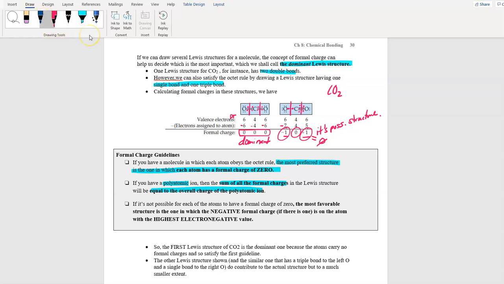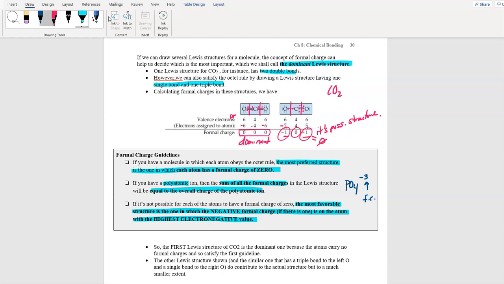So say you had something like phosphate, PO4, -3. When you do the formal charge, all of the formal charges have to equal that -3. Okay? If it's not possible for each of the atoms to have a formal charge of 0, then this is what we like to call the tiebreaker. Okay? Sometimes you have to use this rule. The most favorable structure is the one that has the negative formal charge on the atom that's most electronegative.